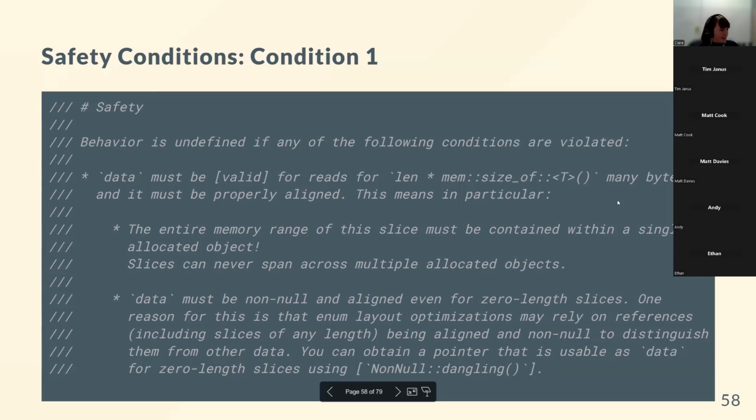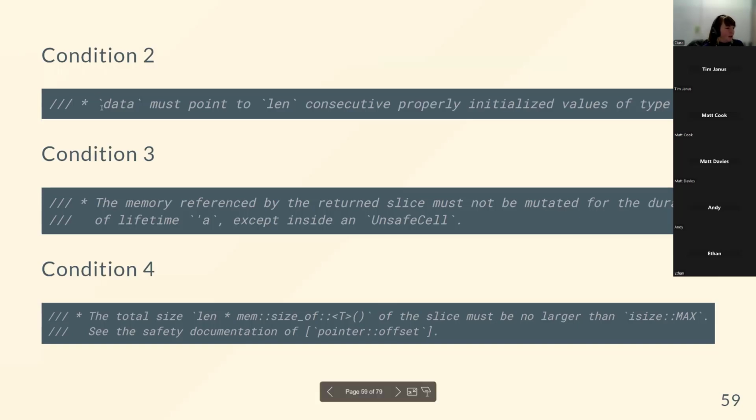The data has to be valid for that many bytes and be properly aligned. And the entire memory range for this slice must be contained within a single allocated object. And slices can never span across multiple objects. Data must be non-null. So there's a whole host of conditions here. Condition 2 was the data must point to length consecutive properly initialized values of T, and the memory referenced by the returned slice must not be mutated during the lifetime, except in an unsafe cell. And the total size of the slice must be no larger than isize max.